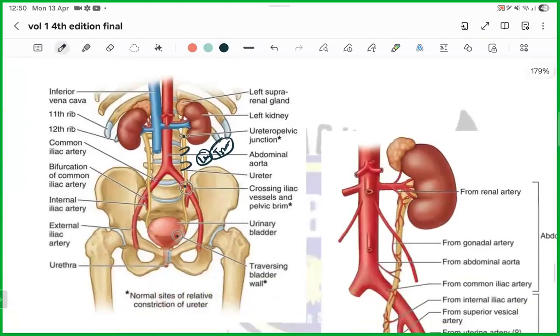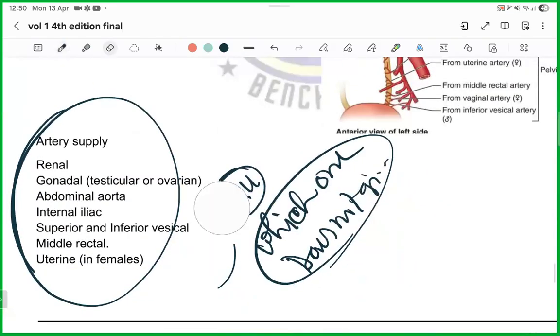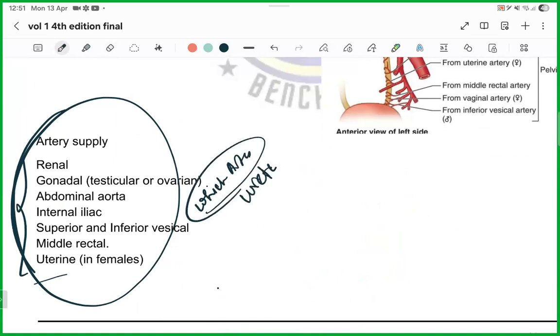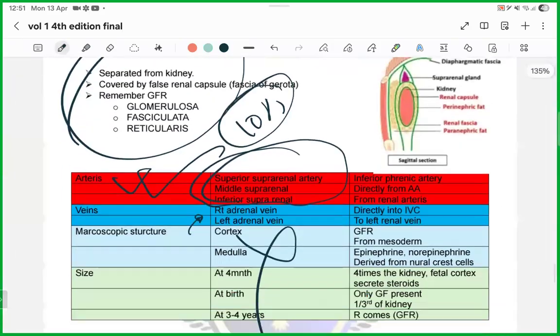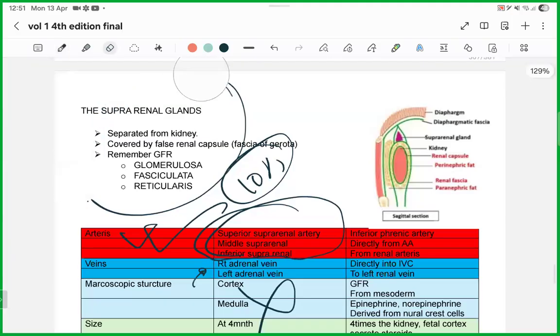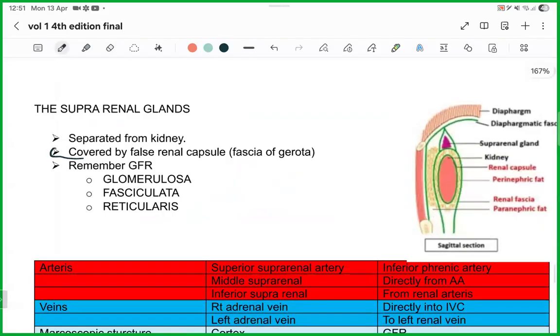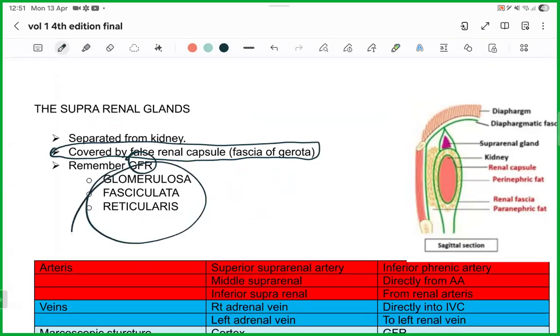So you need to know the constrictions and artery supply. All of the artery supply you must remember, because they give you a question, which artery does not supply the ureter. So that's why you need to know all of the arteries that supply the ureter. Suprarenal glands. Remember, we make this mistake. It's covered by the fascia of Gerota. And remember, GFR. These are physiology questions. They don't ask anything from here.